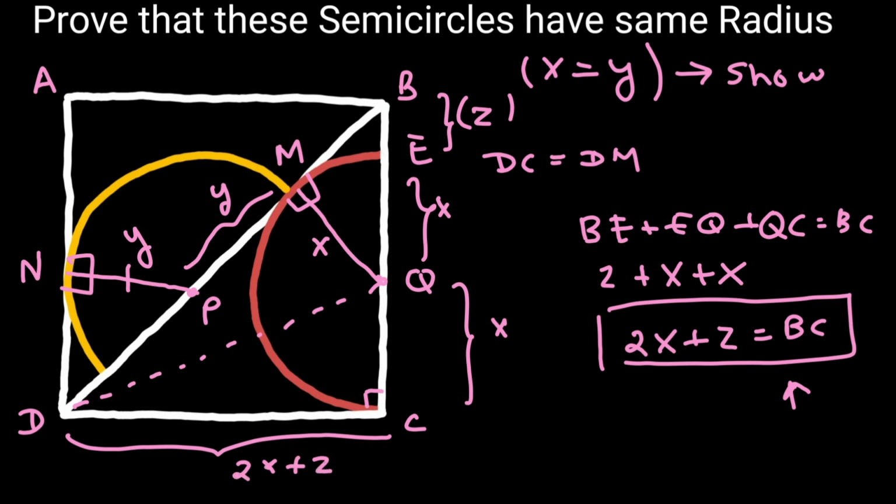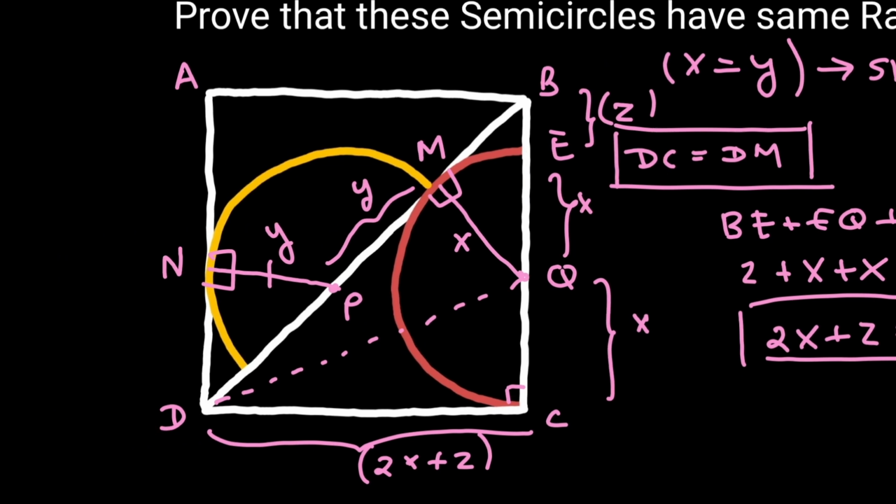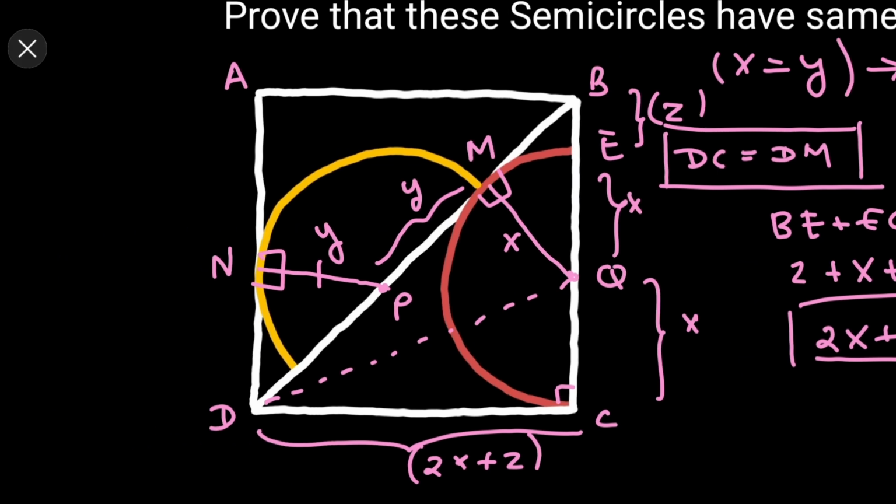And recall that we had this equation that the length of DC is equal to the length of DM. So if the length of DC is equal to 2x plus Z, the length of DM would also be equal to 2x plus Z.